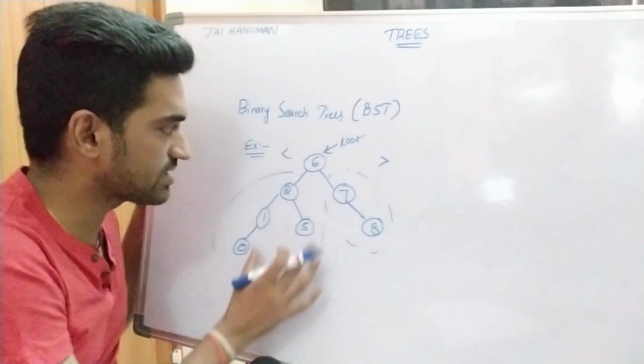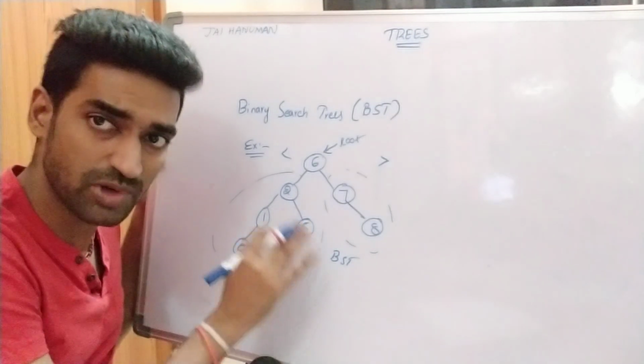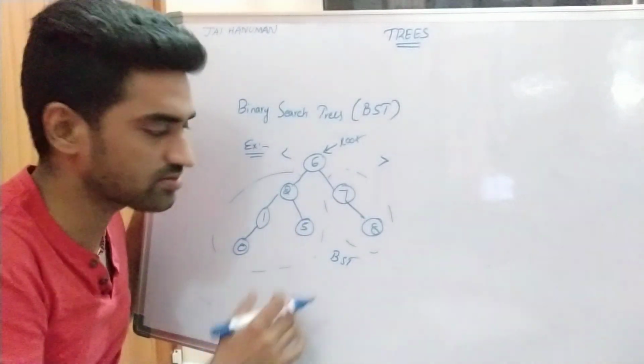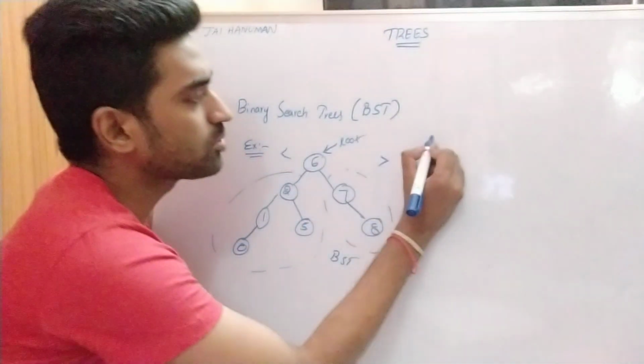So this is the example for a binary search tree. It satisfies the properties of a binary tree as well as the binary search tree properties, right? So that's why we can say that this tree is a binary search tree. Here I am taking one more example.